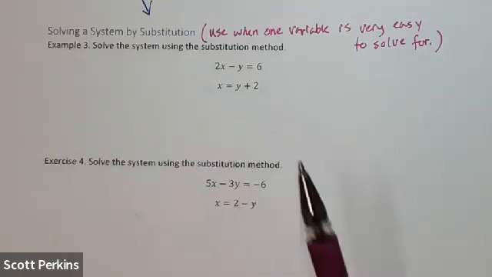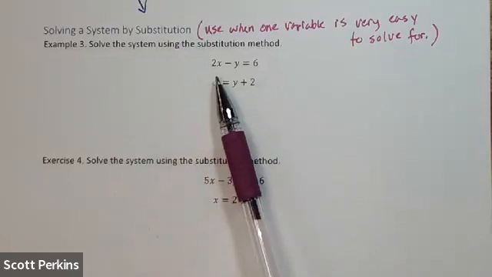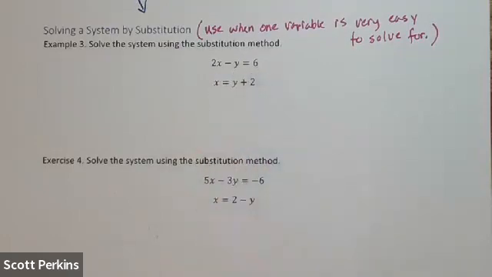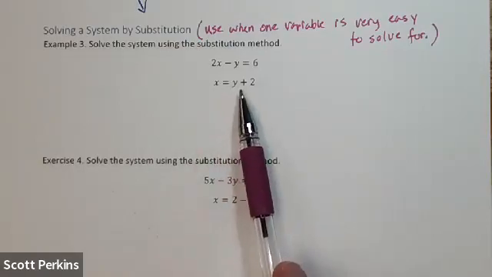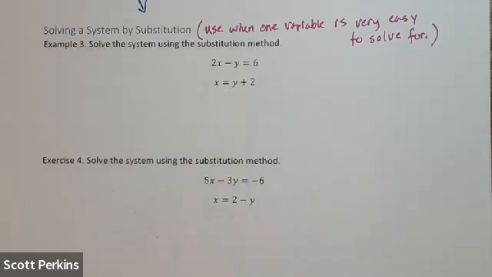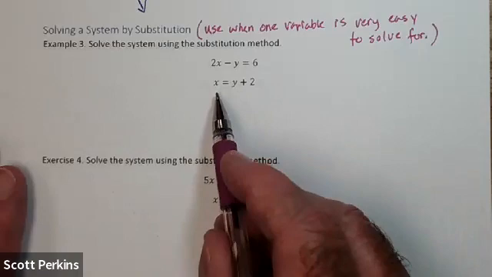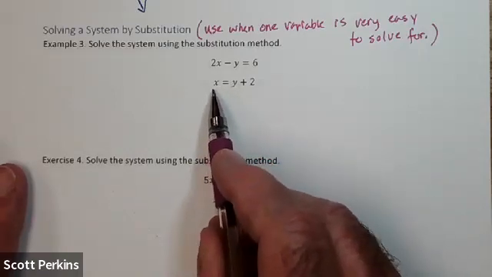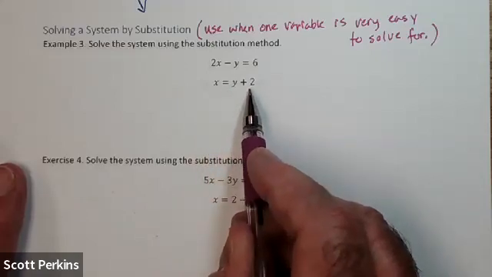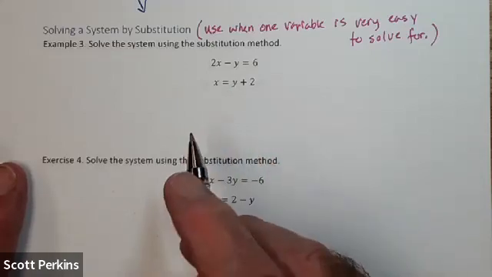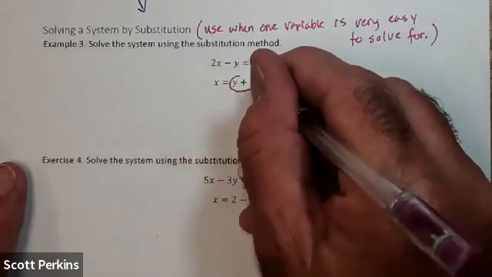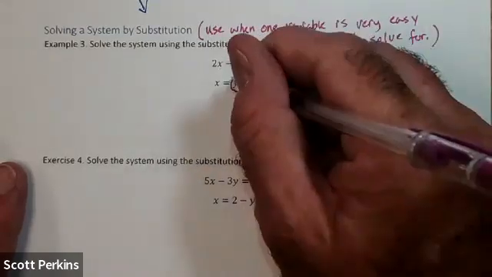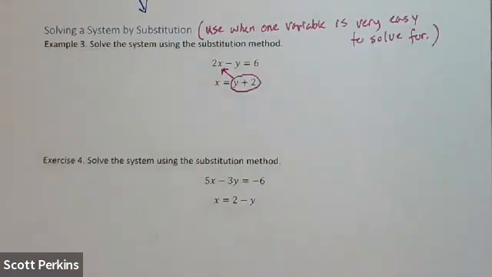So my first example, notice in this, my top equation is 2x minus y is 6. But the second equation, I've already done the work for us. It's x equals y plus 2. So I've minimized the work on this one just because I'm showing you what substitution is. This second equation says x, and an equal sign, remember, means the same thing as. x is the same thing as y plus 2. So here's what I'm going to do. I'm going to take the y plus 2, and I'm going to plug it in. I'm going to substitute it for x in the other equation.